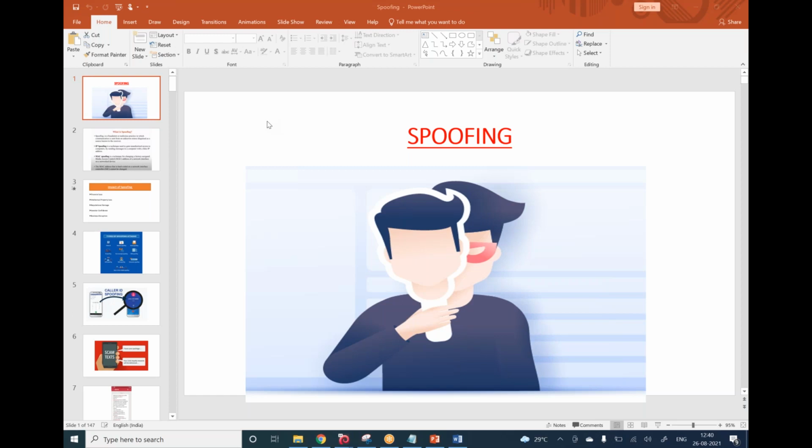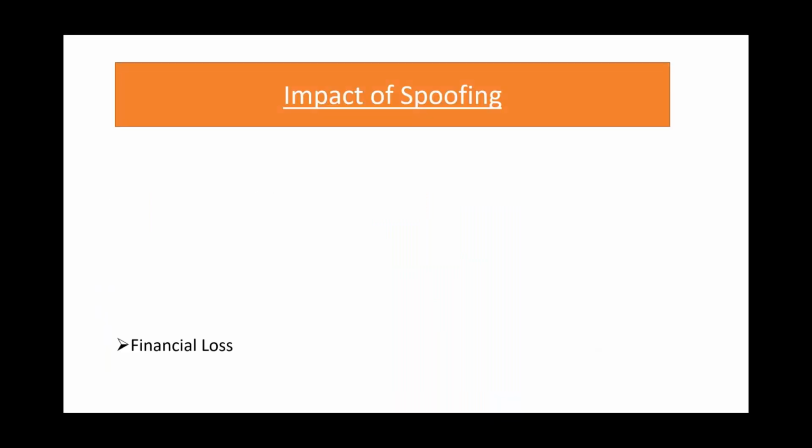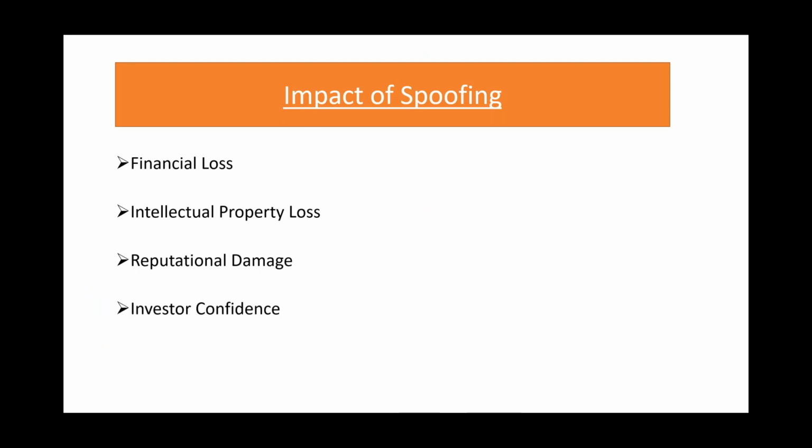Okay, so what is the real impact that can happen? If you look at the screen, the real impact could be these things: financial loss, intellectual property loss, reputation damage, or even loss of investor confidence. What do you mean by financial loss? A financial loss means, or it could even be intellectual property loss, like trade secrets, formulas, new developments, all can be compromised.